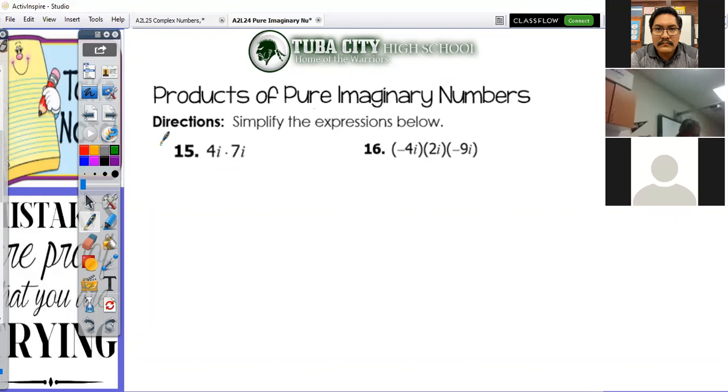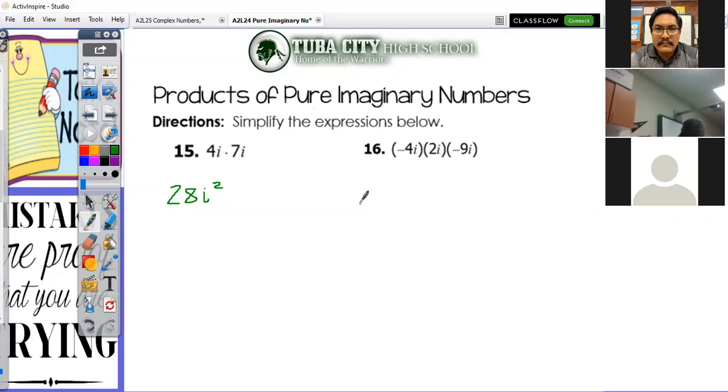Here I have 4i times 7i, and that should be pretty easy, because i is just like a variable. If I said 4a times 7a, you would not hesitate to know what that would be. You would immediately say 28a squared. So again, the i behaves like a normal variable. However, there is one exception.